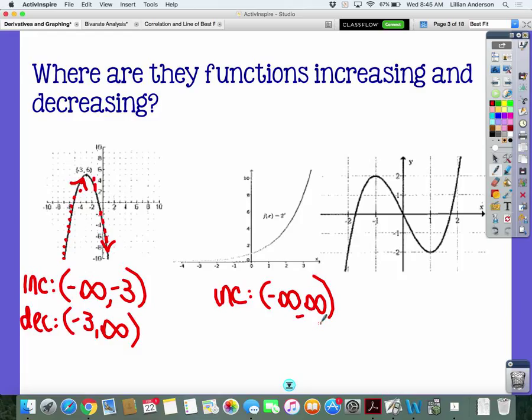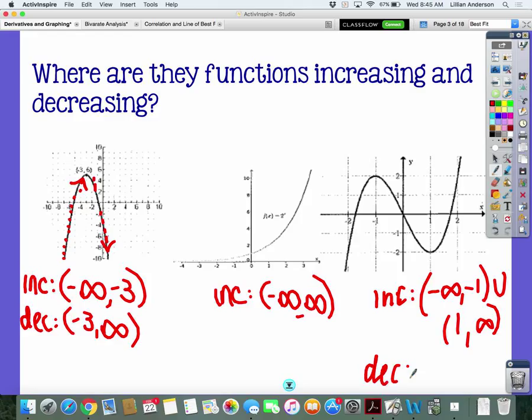And then what about for this one? What's happening? It is increasing in two different places, from negative infinity to negative 1 and from 1 to infinity. So what's happening in between negative 1 and 1? It is decreasing, okay? Simple enough, yes?